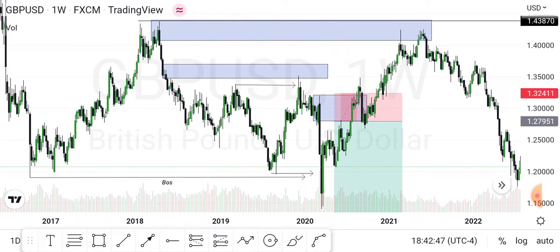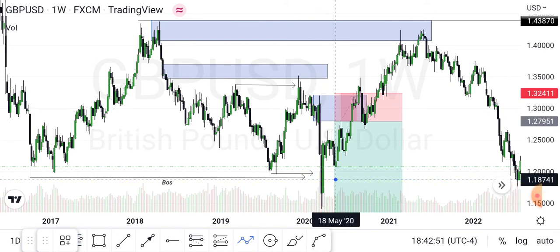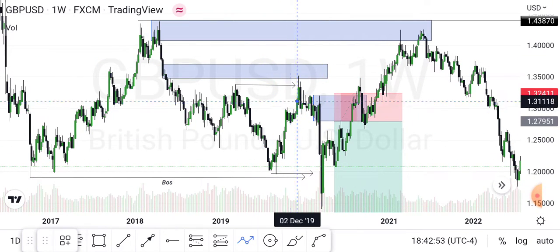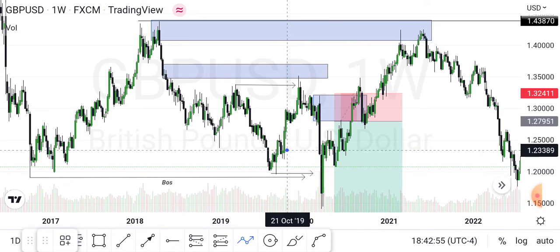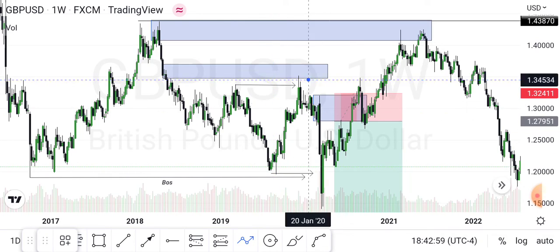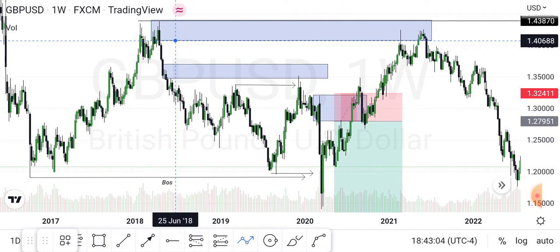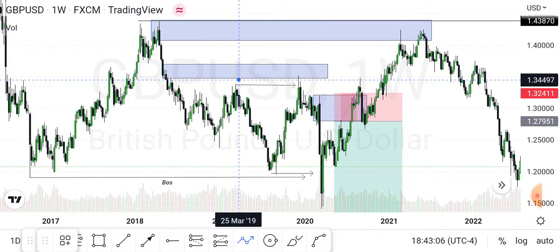All this price action that happened here was just the market maker trying to create inducement for price to come and grab it, to mitigate this main order block here. So you see it now.